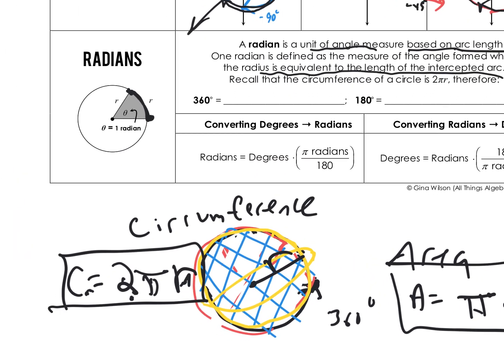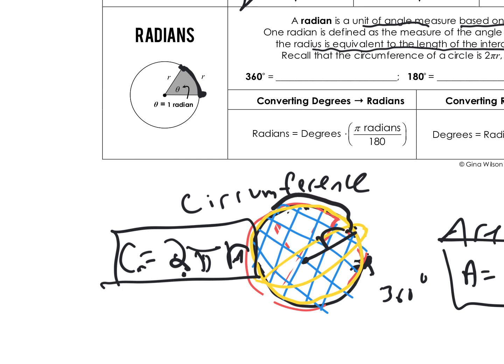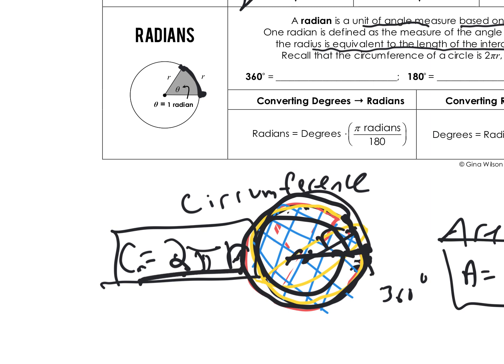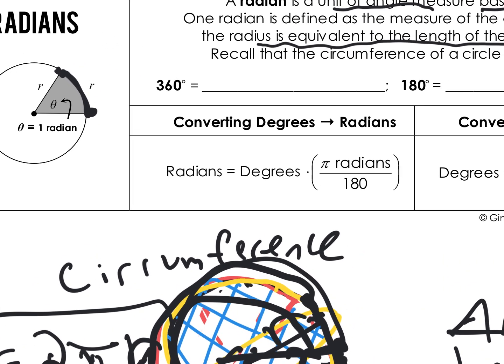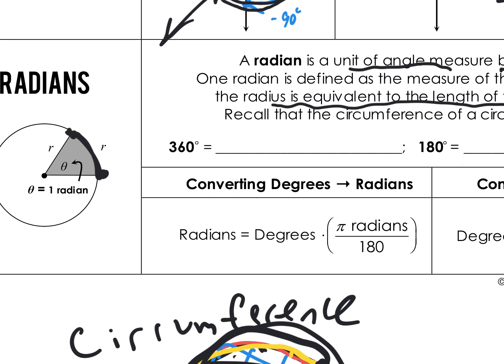Anyway, this measurement around is the intercepted arc of that angle, because my angle opened all the way around, so the angle is the whole circle, and that circumference is 2 pi r. So it just so happens that I can actually tell you, 2 pi times the radius is 360 degrees.